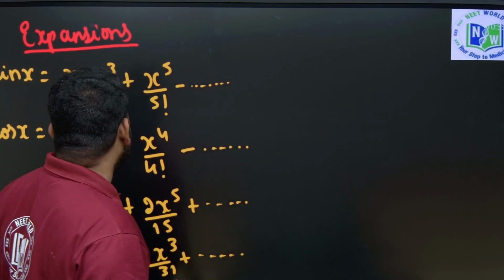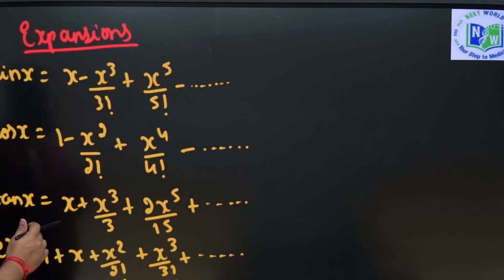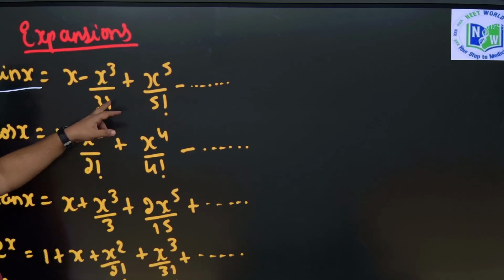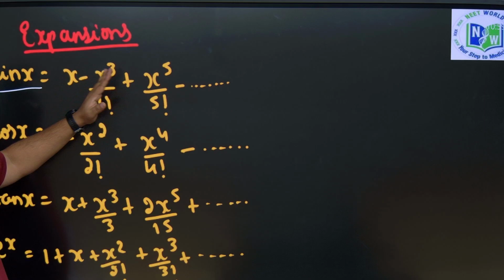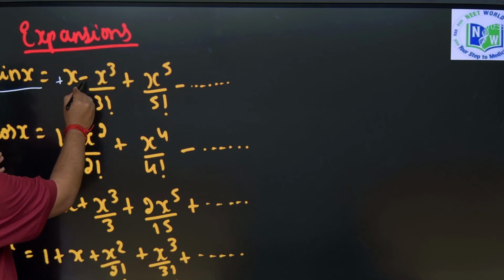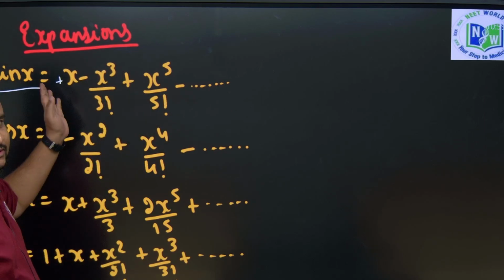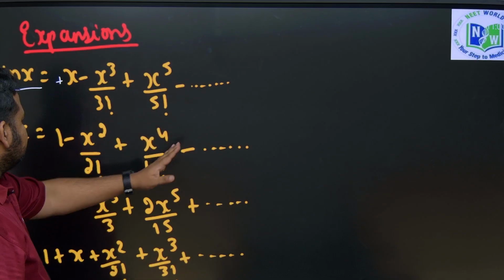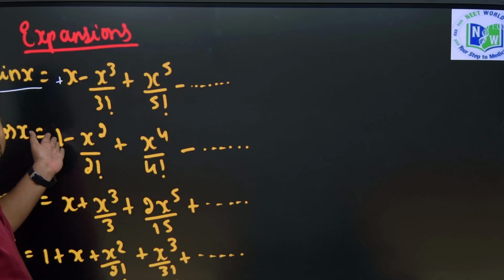In case you want to learn, you can learn for these functions. One is sin x is equal to x minus x cube by 3 factorial plus x to the power of 5 by 5 factorial. That is in odd terms, alternating plus or minus. It is odd values. Next, cos x. Cos x is an even series, but alternatively here also it is plus and minus.